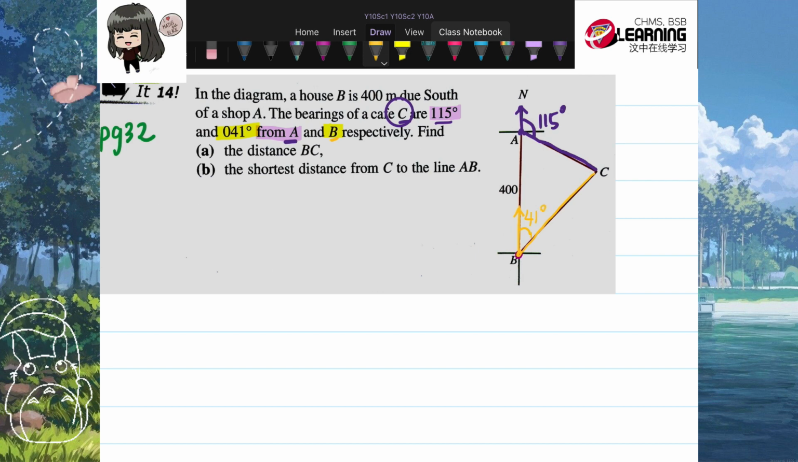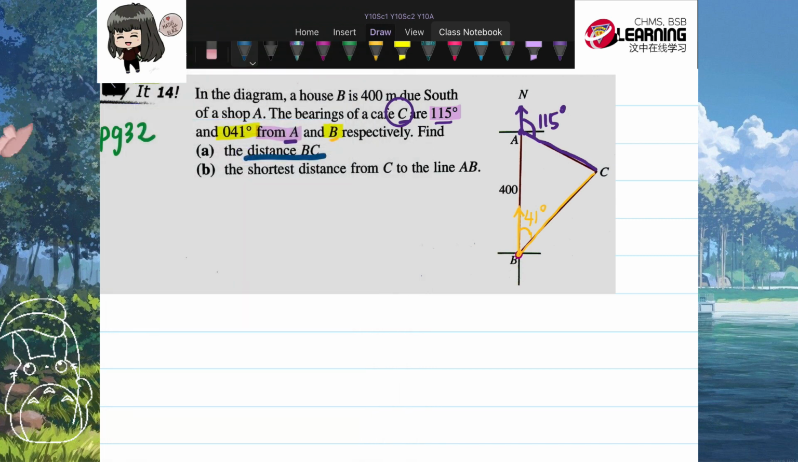Always double check your work, your draft here, whether it makes sense or not. For 115 degree, obviously it's obtuse angle, yes, correct. And you check 41 degree is acute angle, yes, it's correct. So you double check like that, because sometimes if you find your 41 degree is like this, whole until here, it doesn't make sense. So there's something wrong when you read the question. Okay, so find the distance BC.